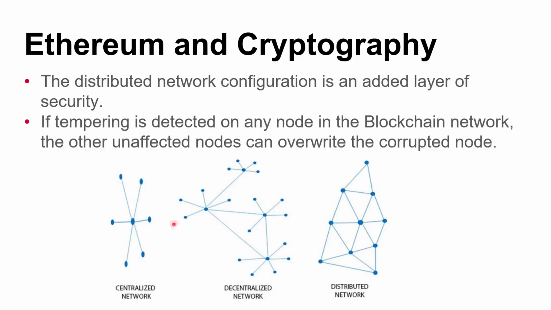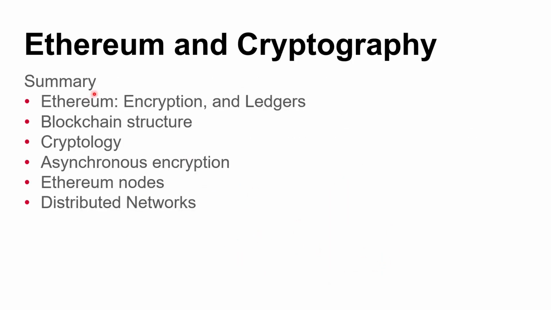And again, we looked at centralized networks, decentralized networks, and distributed networks. So here we talked about Ethereum encryption and ledgers, blockchain structure, cryptology, asymmetric encryption, Ethereum nodes, and distributed networks.